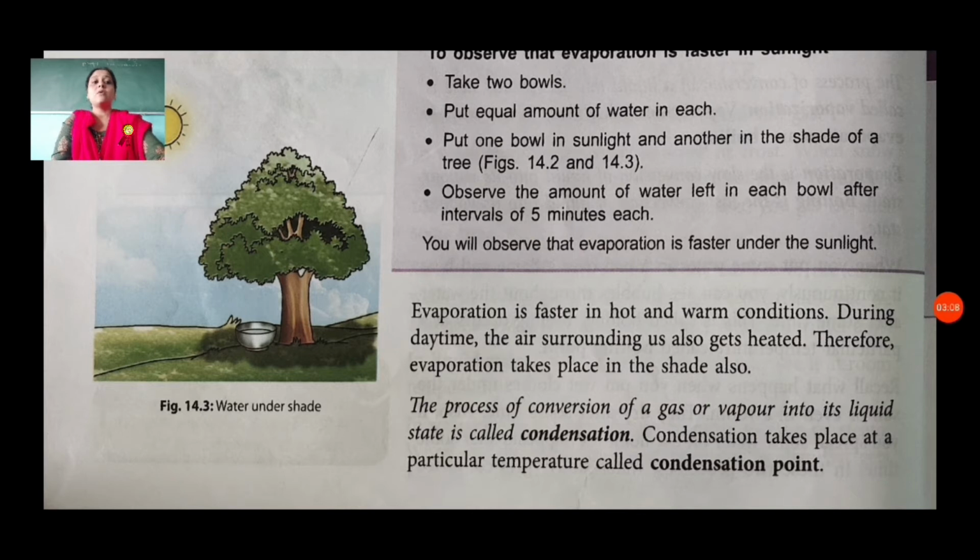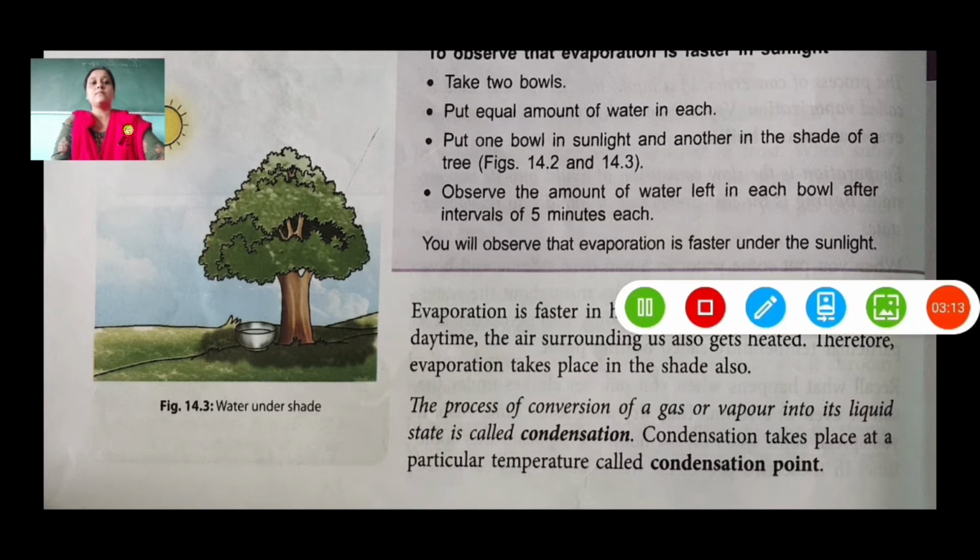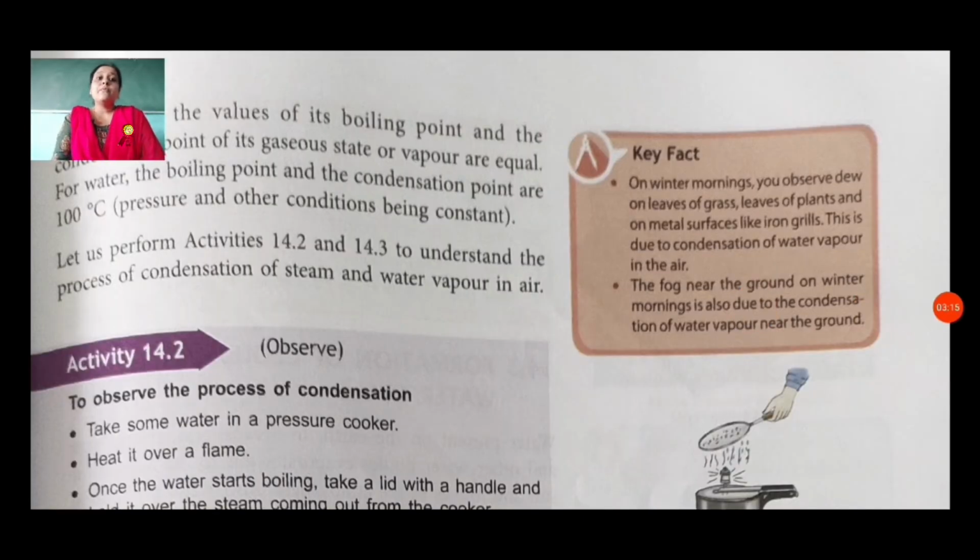Now we discuss another page available in our textbook. The value of the boiling point of a liquid and the condensation point of its gas state or vapor are equal. For water, the boiling point and the condensation point are 100 degrees Celsius, pressure and other conditions being constant. It is the same in both processes.